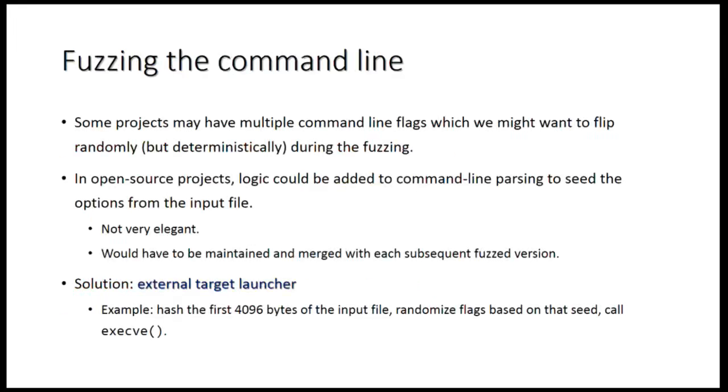You can also think about fuzzing the command line for some of the targets. Some projects have multiple command line flags which you might want to flip randomly in order to reach some interesting functionality, especially in open source projects. The solution would be to have an external target launcher, which determines the actual command line to be used based on some data from the actual input files.